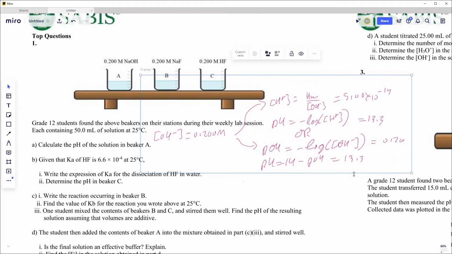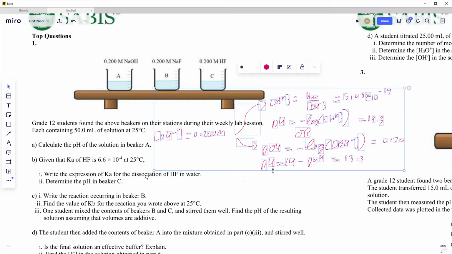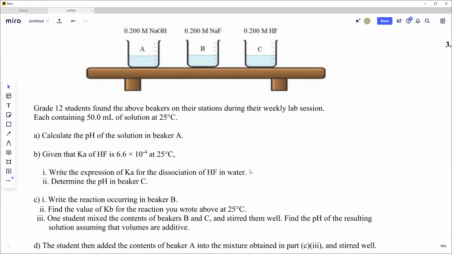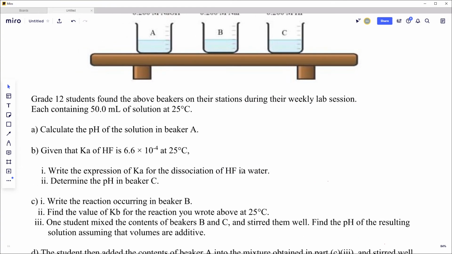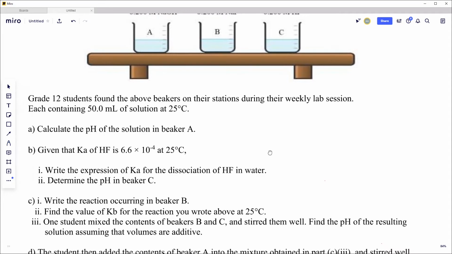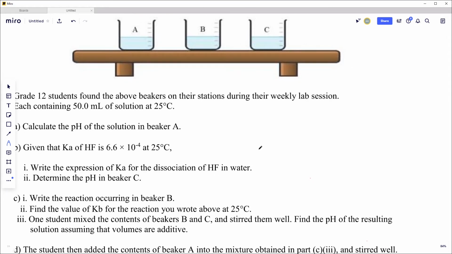So I'll delete to get some space. You can always refer back to this in the video. Given that Ka is given, we're asked to find the expression. So we're talking about the dissociation of HF. It's a weak acid, so we're going to have partial dissociation, so a double arrow, H plus and F minus, and the Ka would be the concentration of H plus times the concentration of F minus over the concentration of HF.